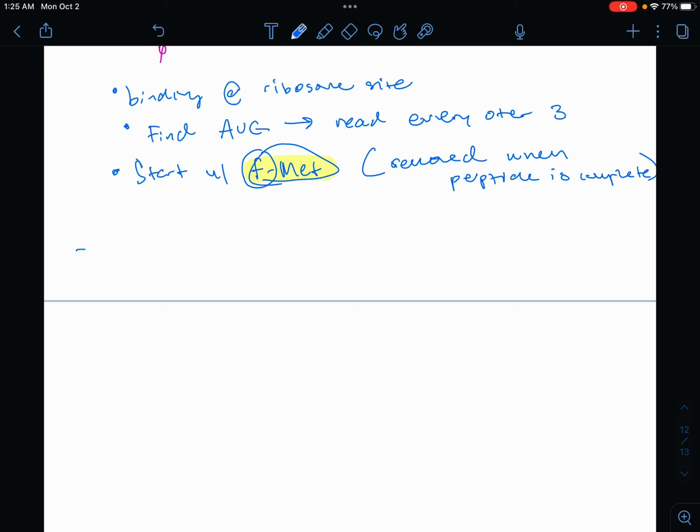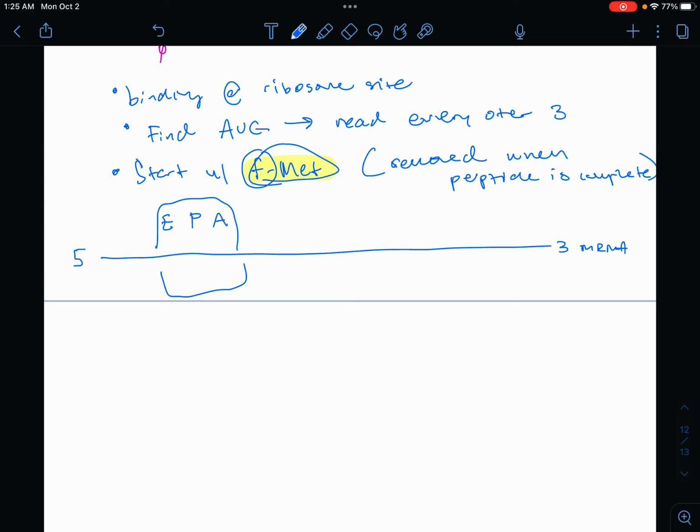Alright, so we're going to have our 5 to 3 again. This time it's mRNA. And in our ribosome, we're going to have, again, 2 subunits. And there are 3 regions in a ribosome. If you're going 5 to 3 left to right, that's going to be the E, the P, and the A site. So what will happen is that the initiating tRNA will bring the altered form of methionine, so the F-met, to the P site. And in that P site, at the start will be AUG.